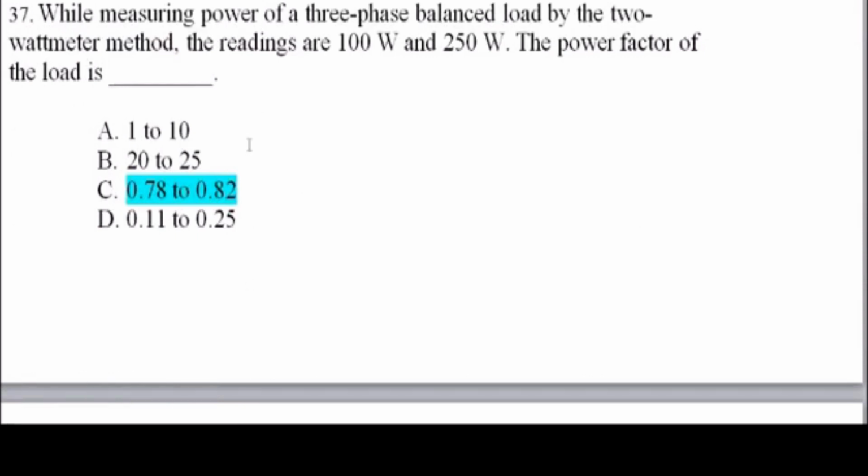Okay, the next question is, while measuring power of a three-phase balanced load by the 2 wattmeter method, the readings are 100 watts and 250 watts. The power factor of the load is 0.7. Sorry, I am reading the choice. Again, as usual, we have to find the power factor of the load. The 2 wattmeter readings are given. Again, it is a 2 wattmeter method. So at the starting itself, we have discussed this type of problem. Again, it is repeating here. As usual, 2 wattmeter readings are given. We have to find the power factor. Just substitute in the formula.